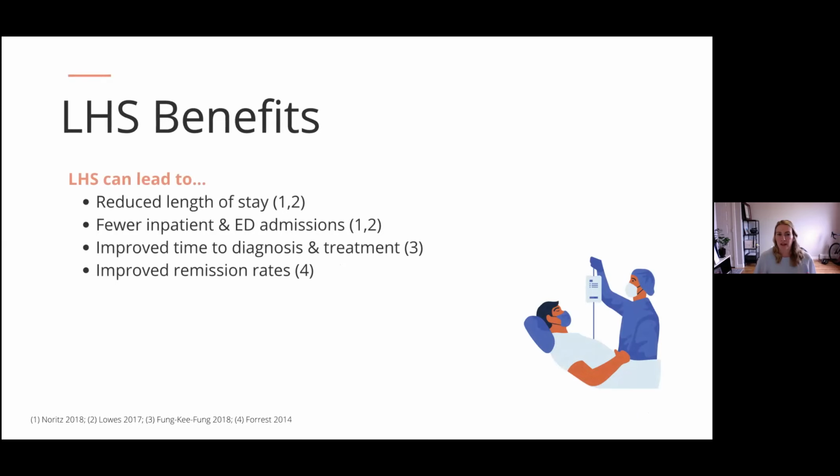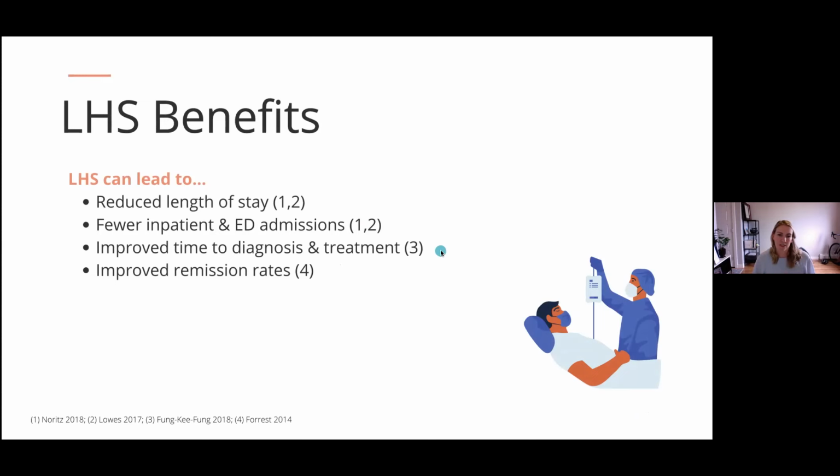And we also know that from the evidence, some of these learning health systems that have been implemented have shown improvements in patients' lives. So in one particular learning health system, they found that after they implemented it, there was a reduced length of stay, and there were fewer inpatient and emergency department admissions.